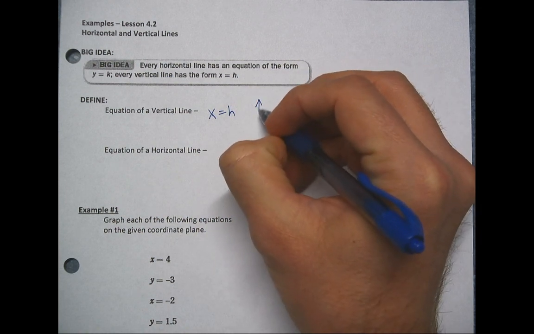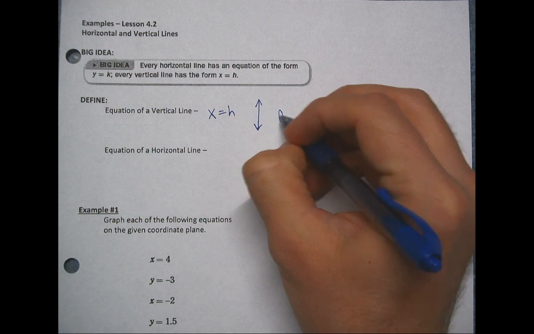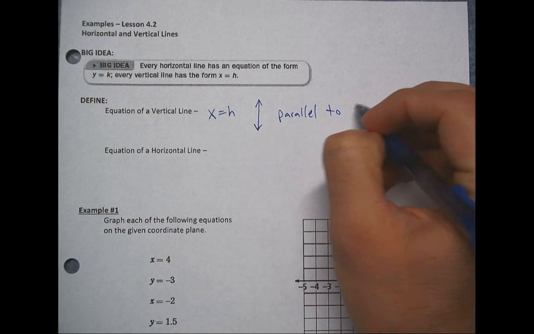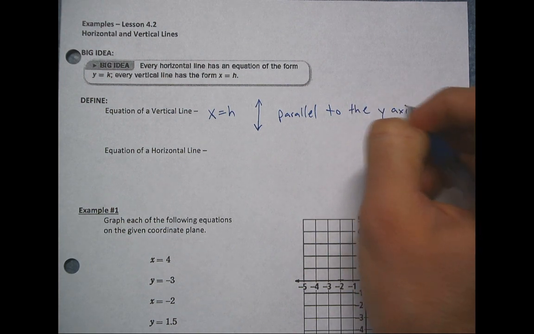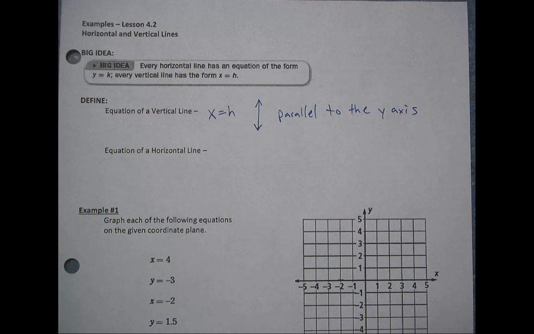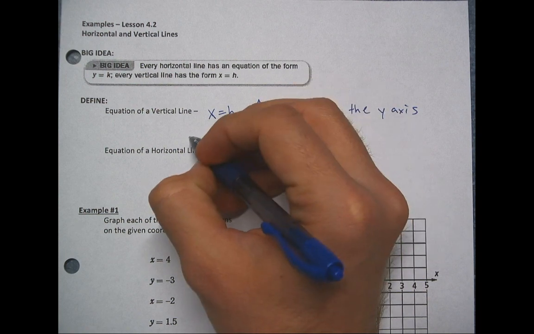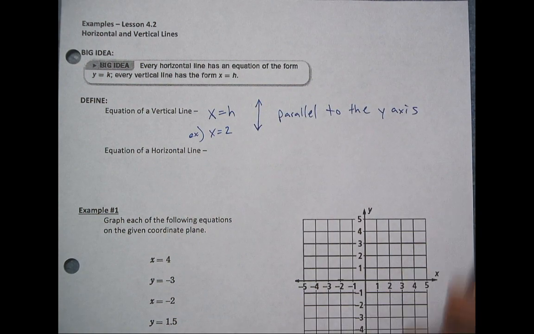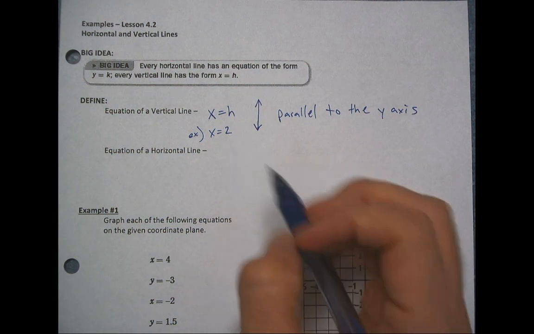Again, vertical, straight up and straight down, and this is parallel to the y-axis. So it's not going to hit the y-axis, it's parallel to the y-axis. And again, h just represents a number. So an example, x equals 2, that's the equation of a line that's going to go straight up and down, and it's going to hit the x-axis at 2.